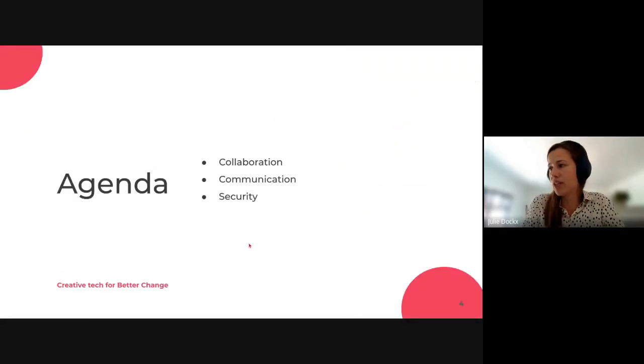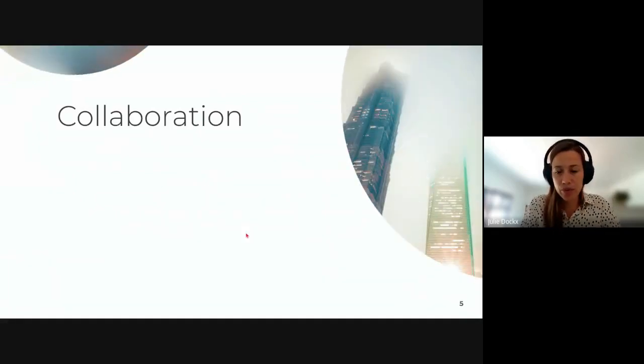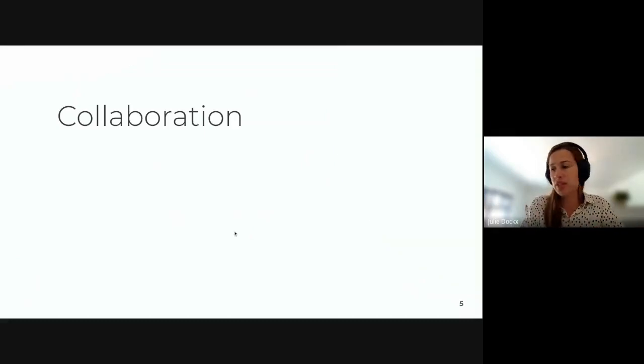So with the collaboration section, then we have communication and security. What is new in collaboration features? What we mean with collaboration is Google Drive and everything related to that. So the editors, docs, slides, sheets, forms, etc.